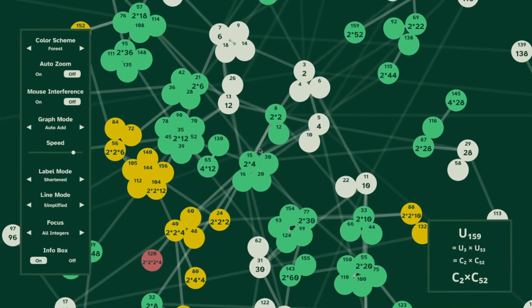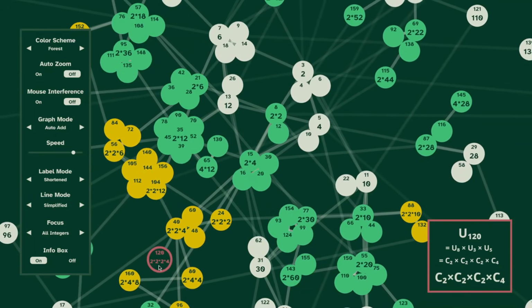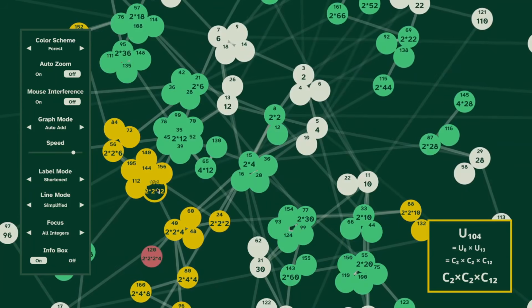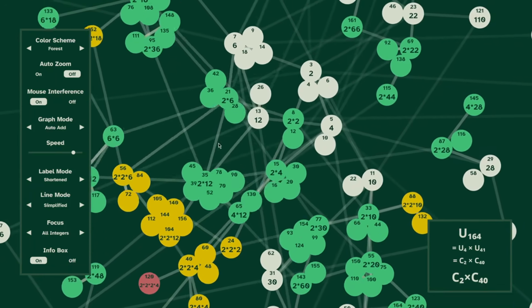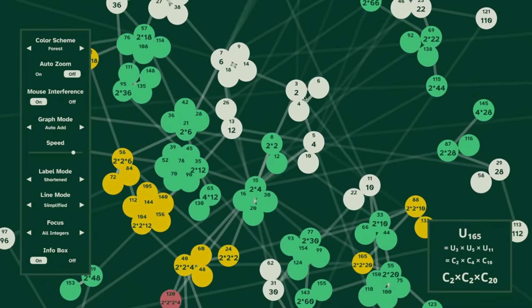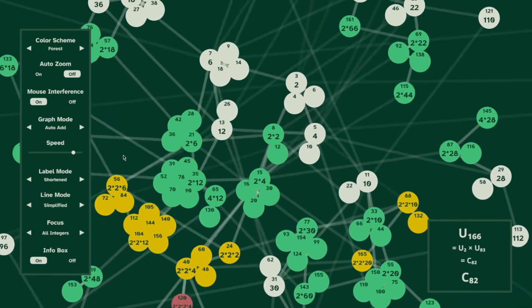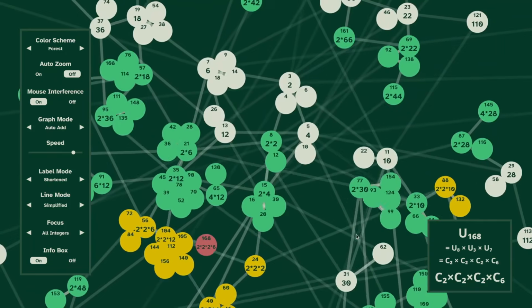In the meantime, if you'd like to interact more with this graph, you can. I made it into a website, which is linked in the description. And there are a lot of options in here to play around. Perhaps my favorite is mouse interference, which lets you push things around.